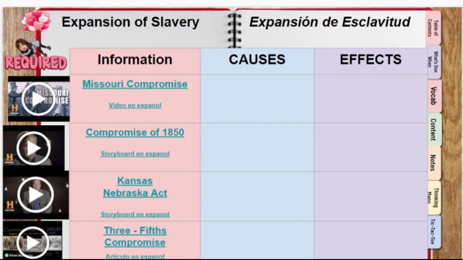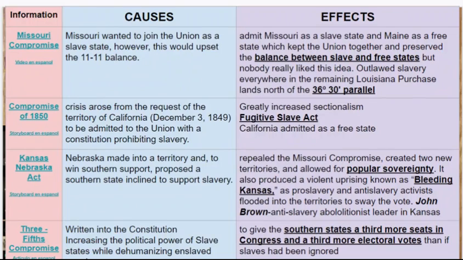Now, you took a look at the individual compromises here. I want to show our finished slide just as a reminder. So the Missouri Compromise, balance between the free and slave states was the main concern. Missouri is going to be admitted as a slave state to keep the balance. Maine will be admitted as a free state. And it outlawed slavery everywhere in the remaining Louisiana Purchase that was north of that 36°30' line.